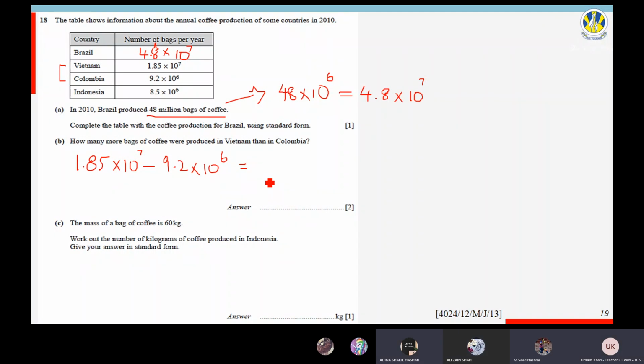We have done this kind of question before, beta. First, we can convert the different powers of 10 to the same power. We will make it 0.92 multiplied by 10 raised to the power.